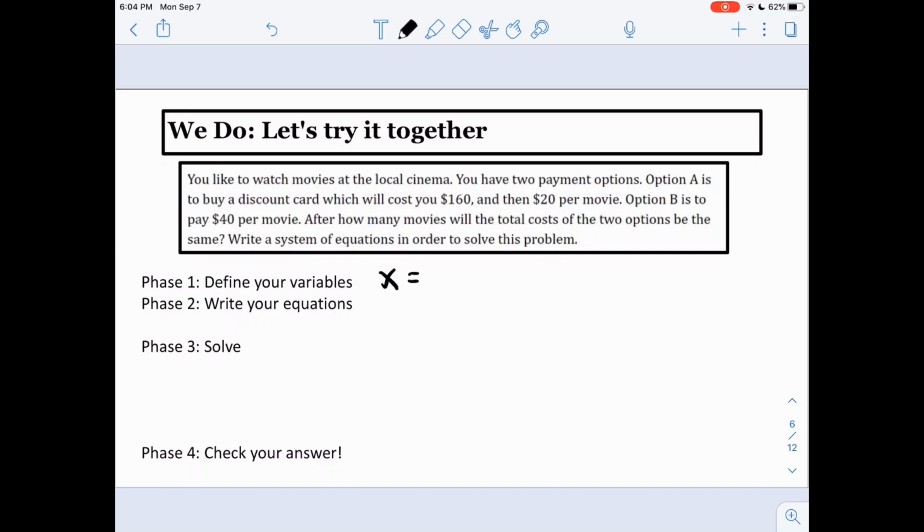We should have defined x as the number of movies. Phase 2 is to write your equations. You should have one equation for option A and one equation for option B. Pause the video for 2 minutes as you write your equations.